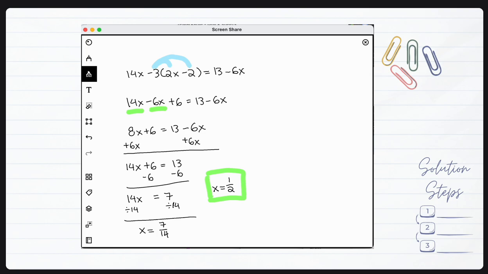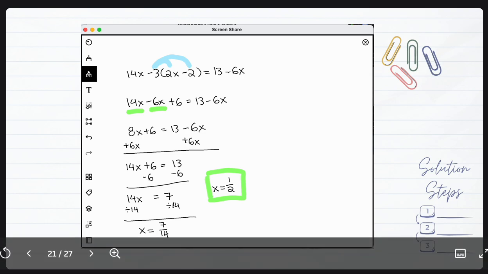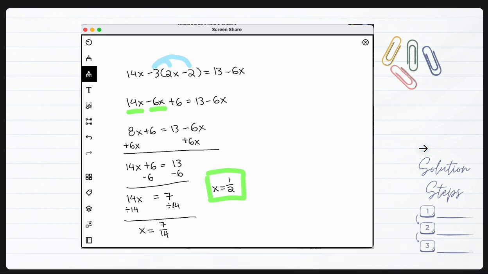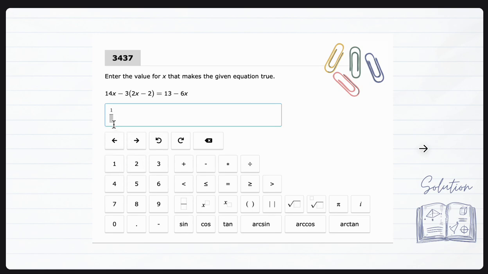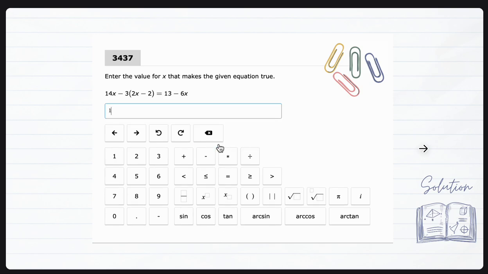So read those questions and directions carefully, because sometimes it will say simplify, and in those cases, they do want you to simplify your answer. So x equals 1/2 or 0.5. In this case, you can enter 1/2 as your answer, or you can enter 0.5. Either one is acceptable. The directions don't specify whether you can enter the answer as a decimal or a fraction, so either answer will suffice.